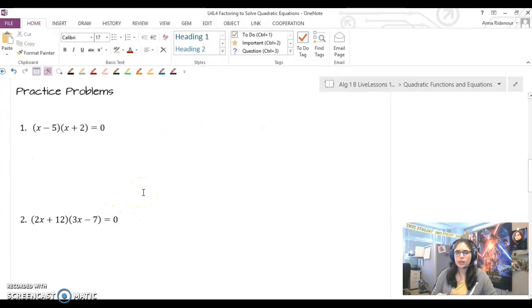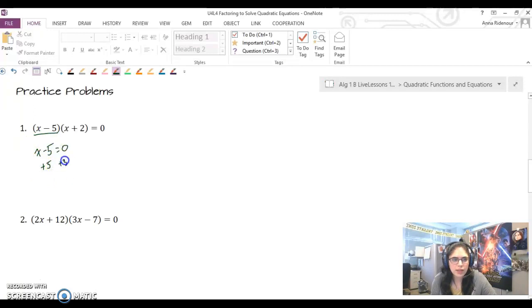These are going to be really, really easy because they're already factored for us. So I'm going to take this first one, x minus 5, set that equal to 0. Add 5 to both sides, opposite operations, and I end up with x is equal to 5. My next one, x plus 2, is equal to 0, opposite operation, subtract 2, and I end up with x is equal to -2. And you might be able to do that in your head.